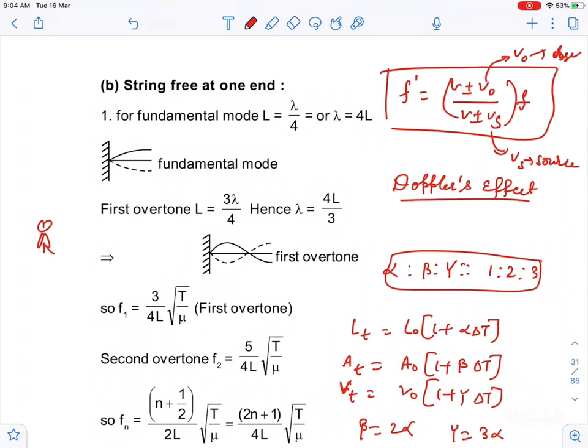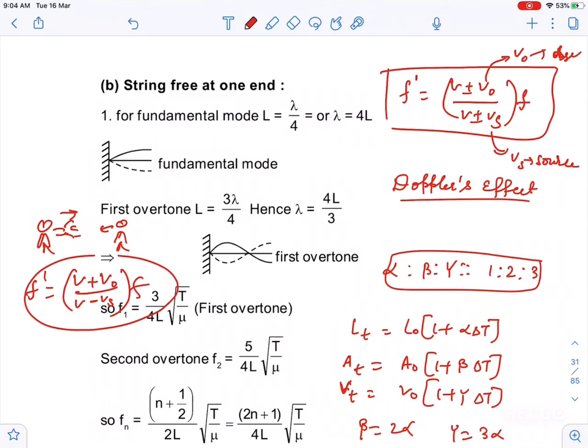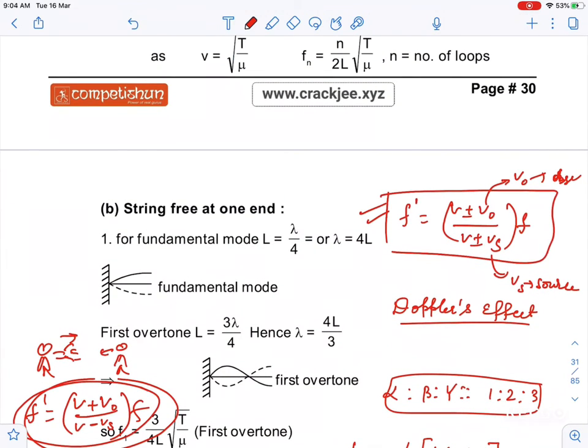For the sign, suppose the observer is moving towards the source, and both are moving towards each other. Then f dash is (V plus V naught) upon (V minus Vs) into f. So you will hear a frequency of very high pitch. You can just revise this once.